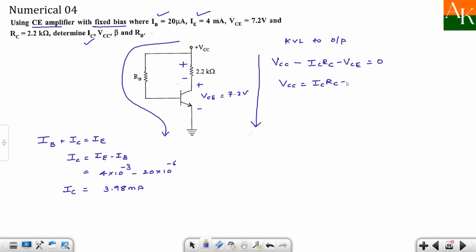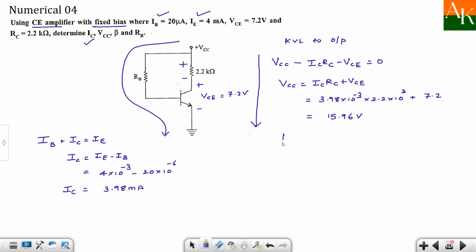So VCC is nothing but ICRC plus VCE. I will transfer these terms on RHS. IC अभी अभी कैलकुलेट किया है 3.98 मिली एम्पियर है. RC का वैल्यू मालूम है आपको 2.2 किलो ओम है. सो ये कैंसिल हो जाएगा मिली और किलो. और VCE दिया है उन्होंने 7.2 वोल्ट. सो वंस यू सॉल्व दिस थिंग, दिस टर्न्स आउट टू बी 15.96 वोल्ट. तो VCC अपने पास आ गया है.